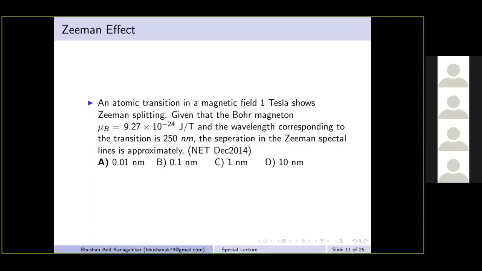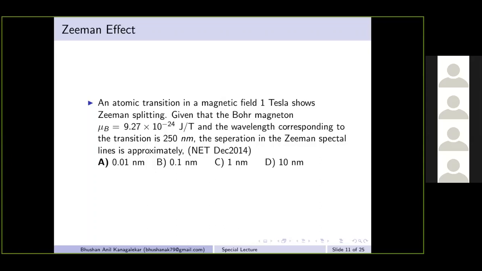So 2 lines will be there, D1 and D2. When the magnetic field is applied, these 2 lines, D1 and D2, split due to the Zeeman effect. So what is the change in the wavelength? The D1 and D2 lines have wavelengths of 5890 angstrom and 5896 angstrom.